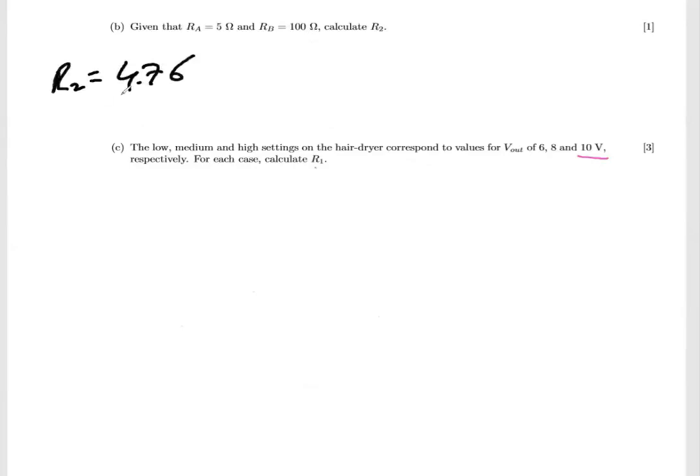Now you have R2, because this question is part of the other question. V out for low is 6 volt, for medium is 8 volt, and for high is 10 volt. So for each case, we need to calculate R1. Yeah, I can do that.